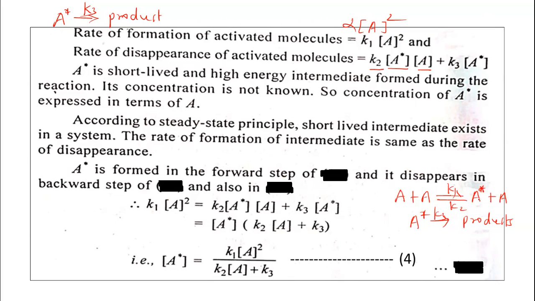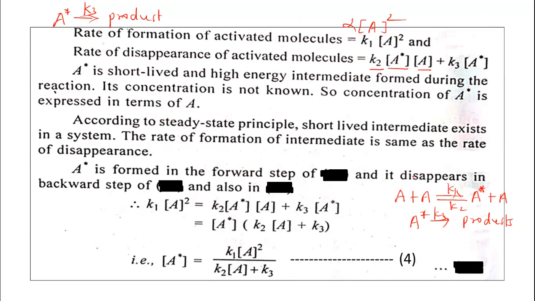Okay, and if there is no time lag, it is immediately converted to the product. So the rate of formation of the intermediate is the same as that of its disappearance. Okay, so let us see here. Rate of formation of activated molecule is equal to K1 into A square. It is equal to its disappearance. So what is the equation here?